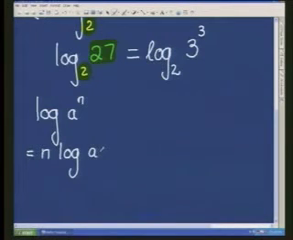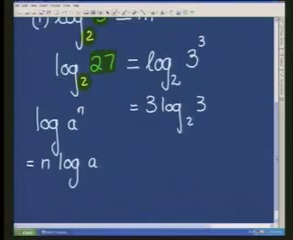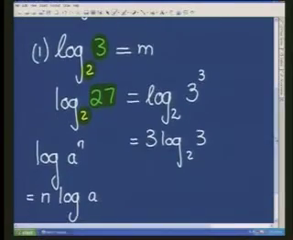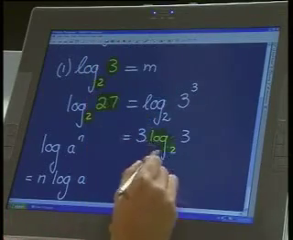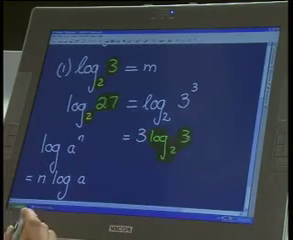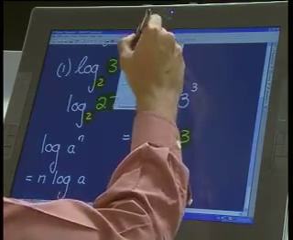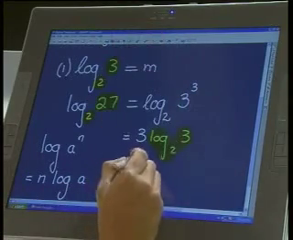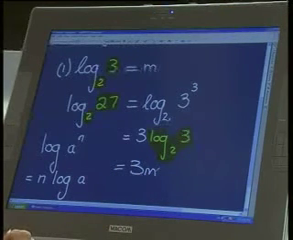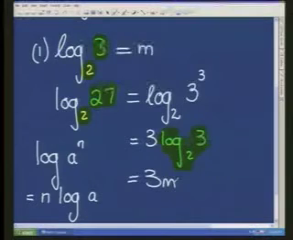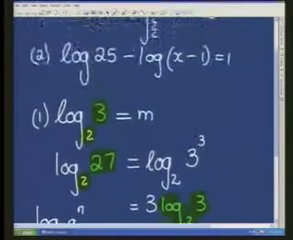I do remember. Yes. Now that's what I'm going to do. I'm going to knock the 3 down in front of the log base 2 of 3. And so, look at that. That's what they gave me. They told me that this part over here is nothing other than m. You get that? Okay, so the answer here will be 3m. You happy? Yeah, I'm happy. Thank you, sir. Okay, let's go for the second question quickly.